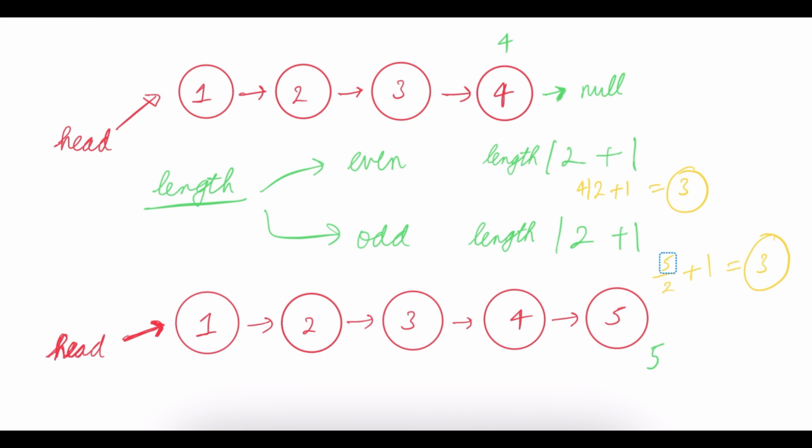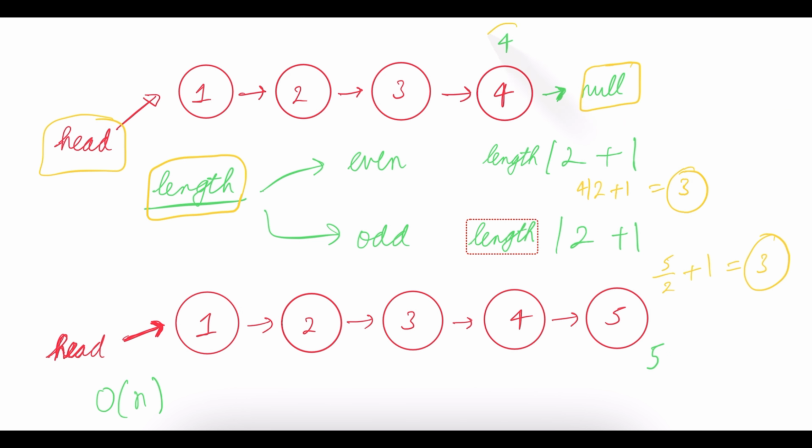Now let's have a look at how we can solve the problem of finding the middle node of a linked list. The first approach will involve finding the length of a linked list. We can find the length by iterating over the linked list in O(n) time. We start from the head, increment the length variable, and once we reach the null pointer we are done. Once we have the length, we can find the middle element using length divided by 2, plus 1.